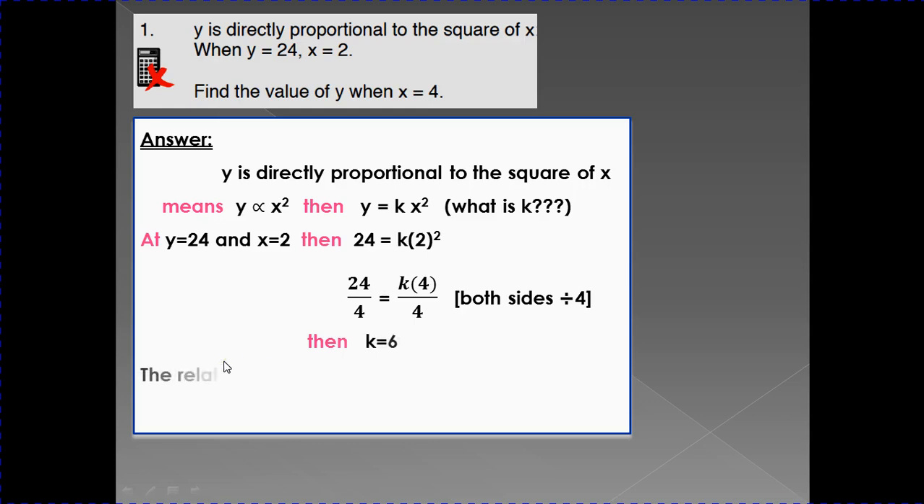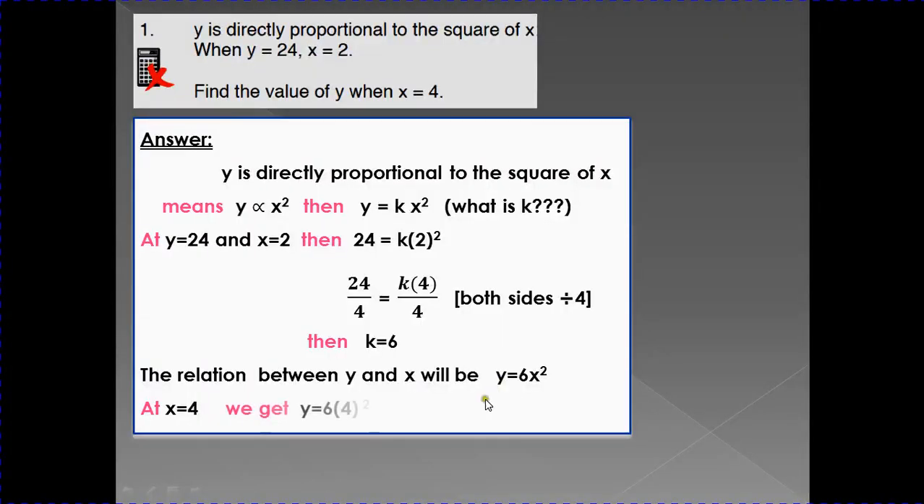Then again we will write the relation y equals, instead of k we'll put 6, then y equals 6x square. That's the relation between y and x. Then at x equals 4, when we substitute in this relation, then y equals 6 bracket, instead of x we'll put 4 square, then 6 multiplied by 16 will be 96. That's the value of y. Let's move to the next question.